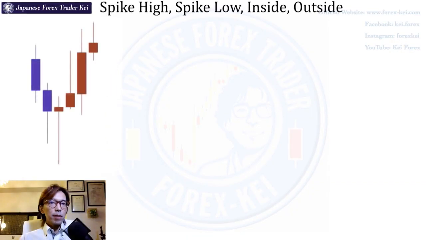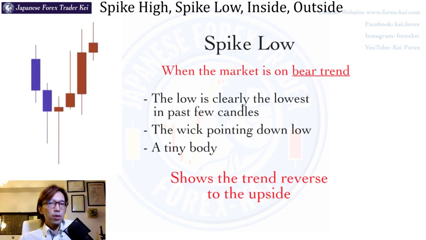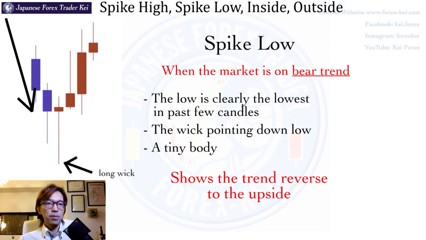Alright, the first one I'm introducing is the spike low. Look at this chart. As it says here, it really works when this shows up during the downtrend. How you can identify this is that the low should be clearly all the way down from the previous low. I mean, the wick pointing downwards should be especially long, like this, in this chart example. And when you find this pin bar, you can call it spike low.